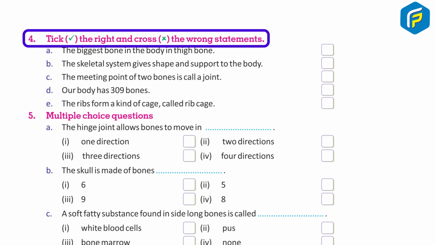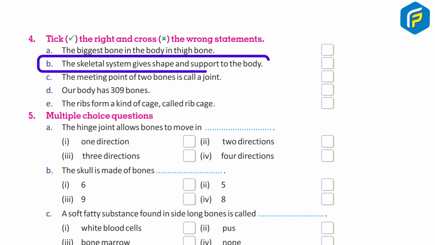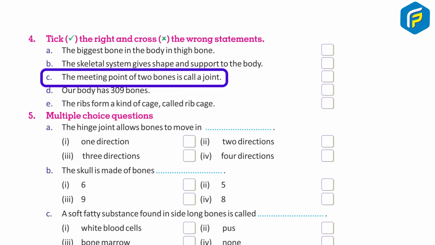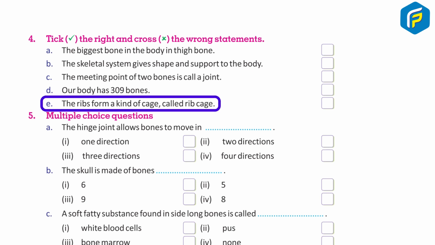4. Tick the right and cross the wrong statements. A. The biggest bone in the body is the thigh bone. B. The skeletal system gives shape and support to the body. C. The meeting point of two bones is called a joint. D. Our body has 309 bones. E. The ribs form a kind of cage called rib cage.